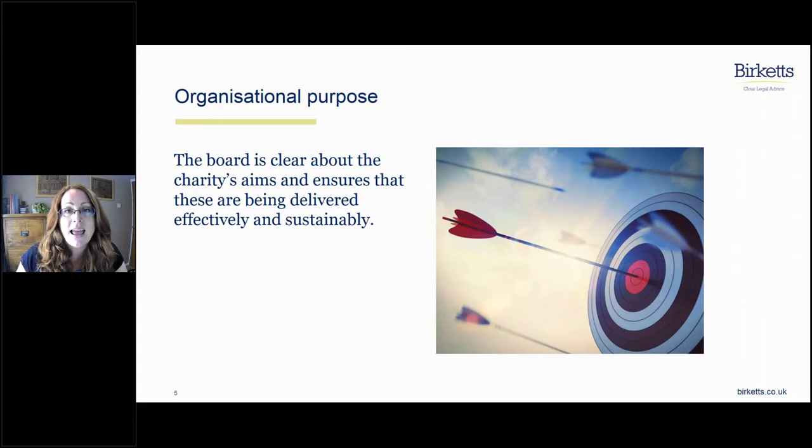In other words, everything that you do should be designed to achieve and advance your charitable purposes. It's really fundamental to your duties and to good governance that your objectives are always tied back to that overarching purpose. So in terms of practical recommendations, how can you ensure this, and what does the code say?